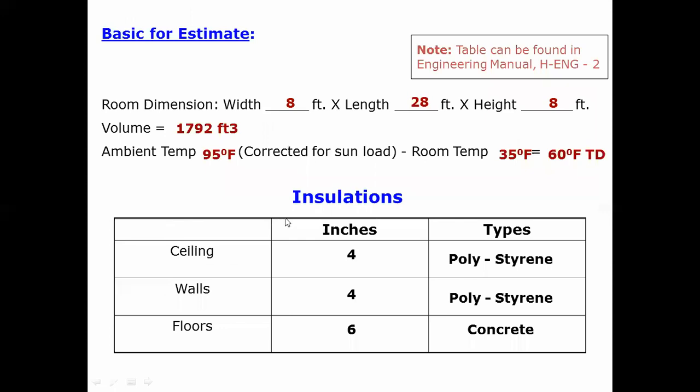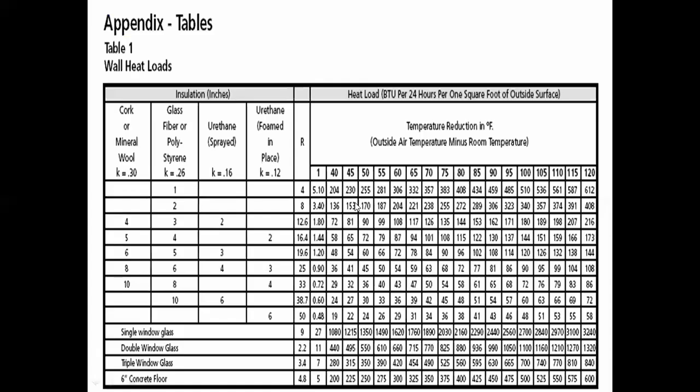Ceiling. What is the inch thickness? 4. What is the material? Polystyrene. For finding the heat load, we need to know the thickness, type or material, and the temperature difference. With these 3, we will find out the heat load. Here it is cork or mineral wool, glass fiber or polystyrene. Our material is polystyrene, correct? It is not urethane or foam. So our insulation material is polystyrene here.